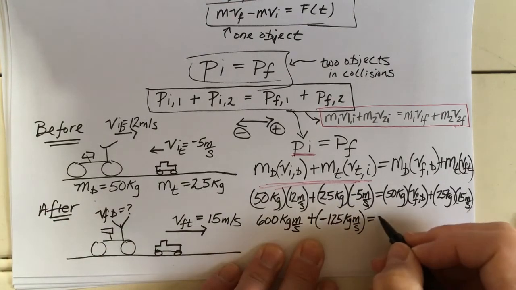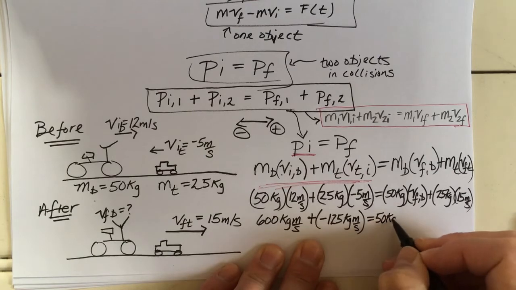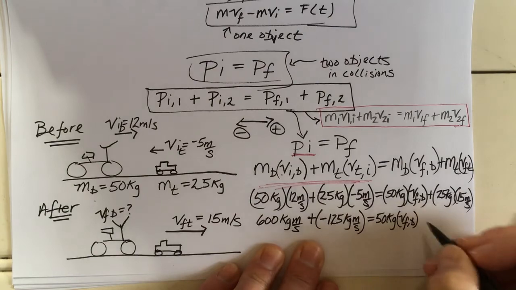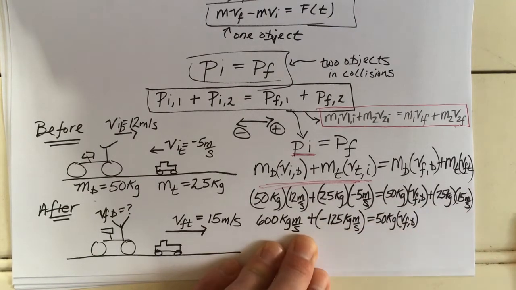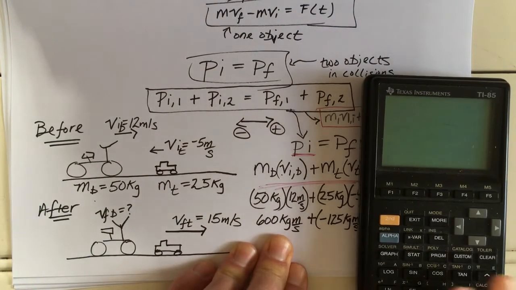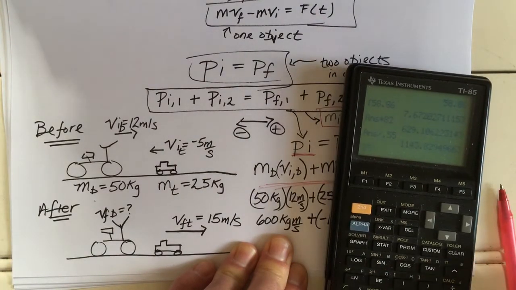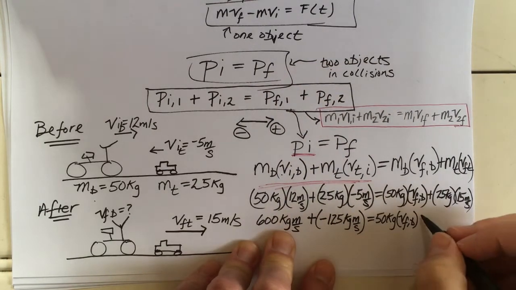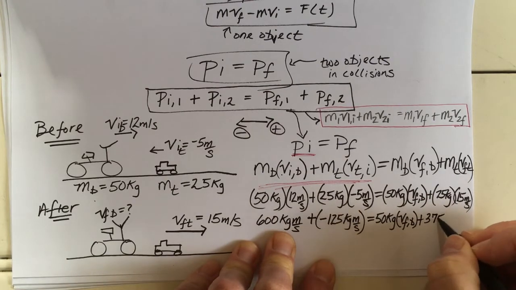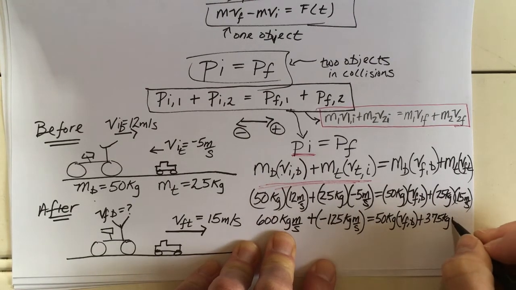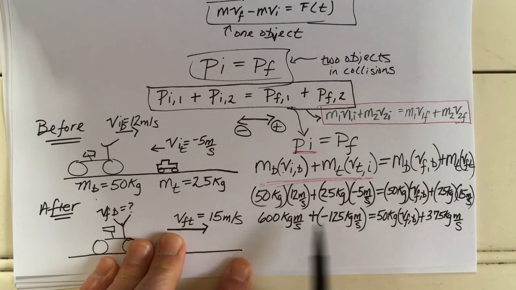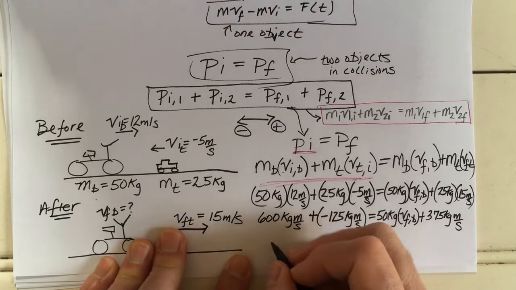And we're going to set that equal to 50 kilograms times VFB plus 25 times 15. That one I better get the calculator for. Maybe 375. I'm just guessing. Yeah, 375. All right, something like that, right? So we'll do the math over here. 600 minus 125 is 475.